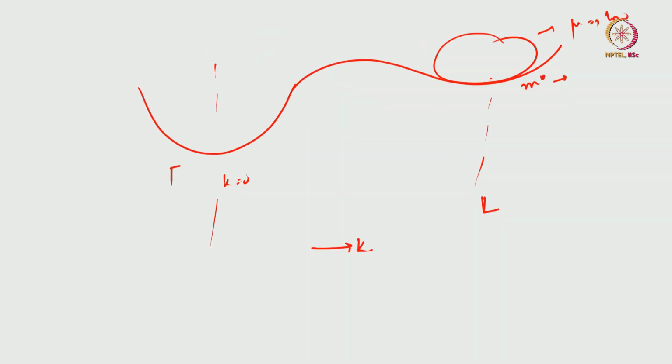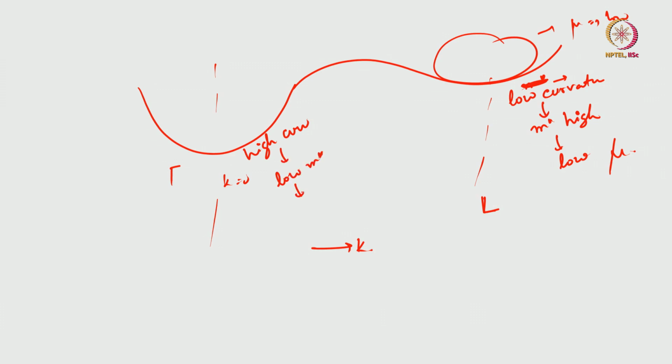So, essentially this is correct actually. You have a low curvature here, a low curvature here, and a high curvature here. The low curvature gives you high effective mass, and high effective mass gives you low mobility, whereas high curvature gives you a low effective mass, which is the reason you get a high mobility.